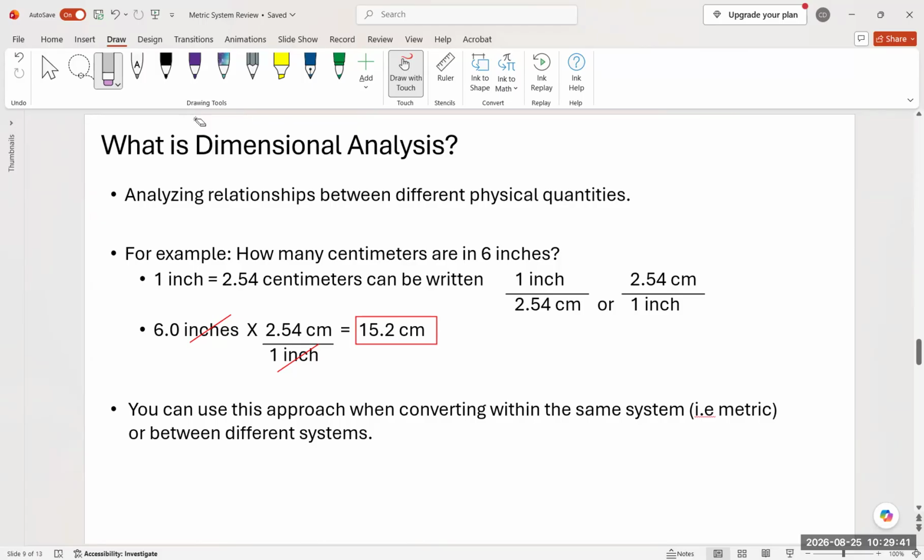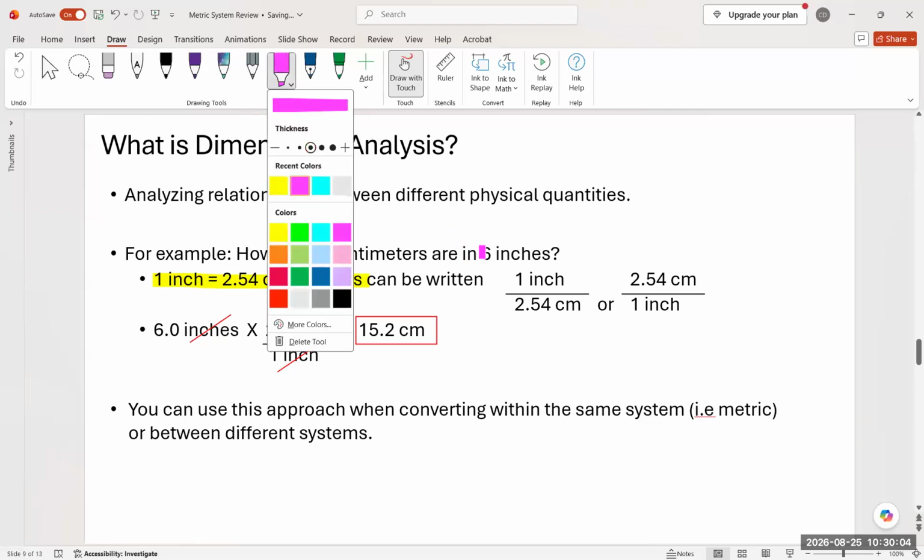So let's go ahead and just start by really looking at this first example. So it says how many centimeters are in 6 inches? And I tell you that 1 inch equals 2.54 centimeters. Now I'm always going to give you this conversion factor. You don't have to memorize it. And so what I always recommend doing is starting with what you're given.